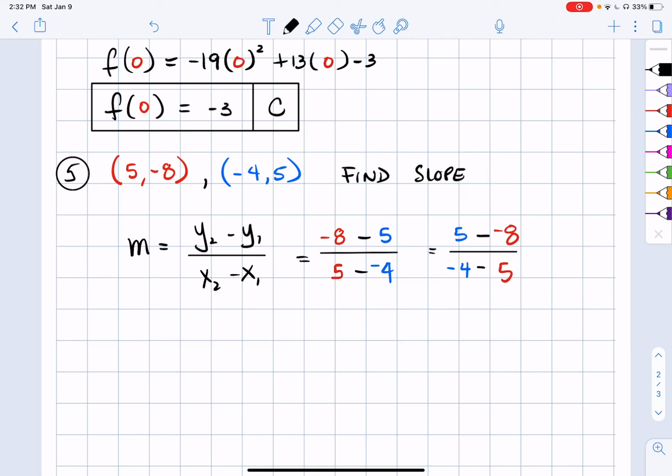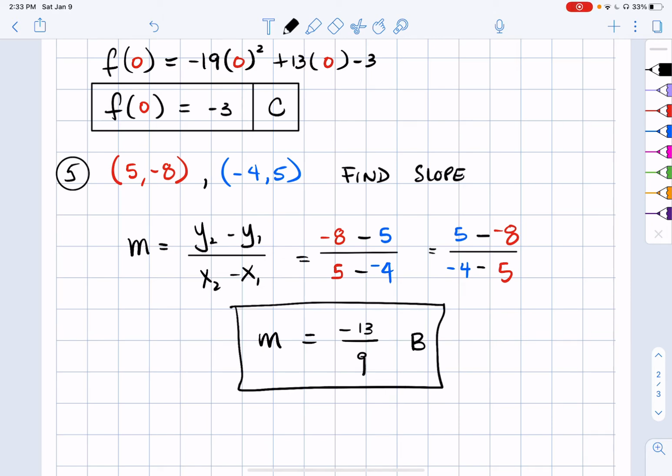And this answer is going to be equal to -13 over 9. All right, and this answer here is going to be 13 over -9, which I can't have negatives in the denominator, so therefore I want to move that negative up to the numerator anyways. Okay, so that's going to go away. So my slope is equal to that, which is choice number B. So let's box that. Okay, let's box that. There we go.